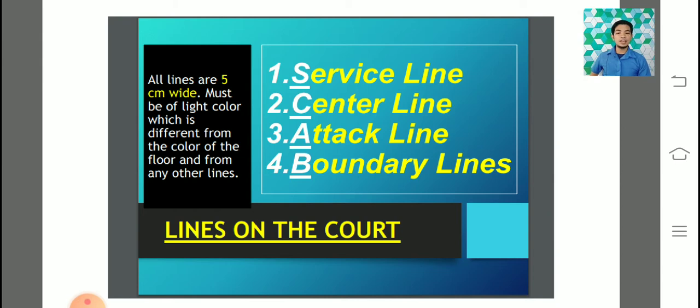So magkaiba nga ang kulay ng lines dun sa floor playings. Okay, and it must require na light colors. So let's proceed to the lines. So it stands for SCAB. S stands for service line, C stands for center line, and then A stands for attack line, and B boundary lines. So SCAB: service, center, attack, and boundary. Tingnan natin kung saan natin malolocate yung apat na yan.